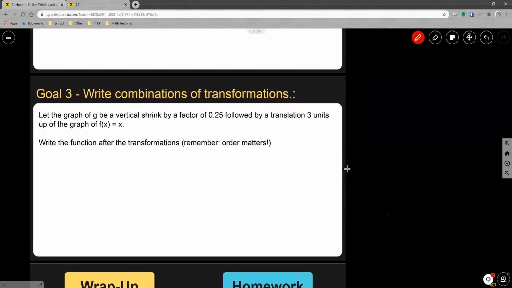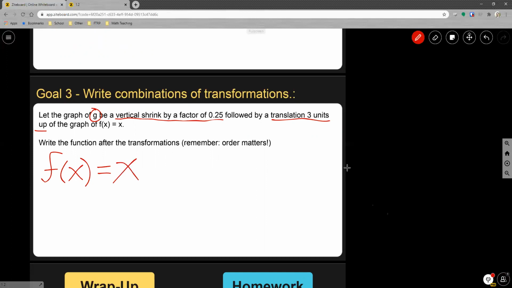So let the graph of g, so g is going to be our new graph. It's going to be a vertical shrink by a factor of 0.25, followed by a translation 3 units up of the graph f of x equals x. So this is my original function. Pretty simple function. But I'm doing 2 things to it.